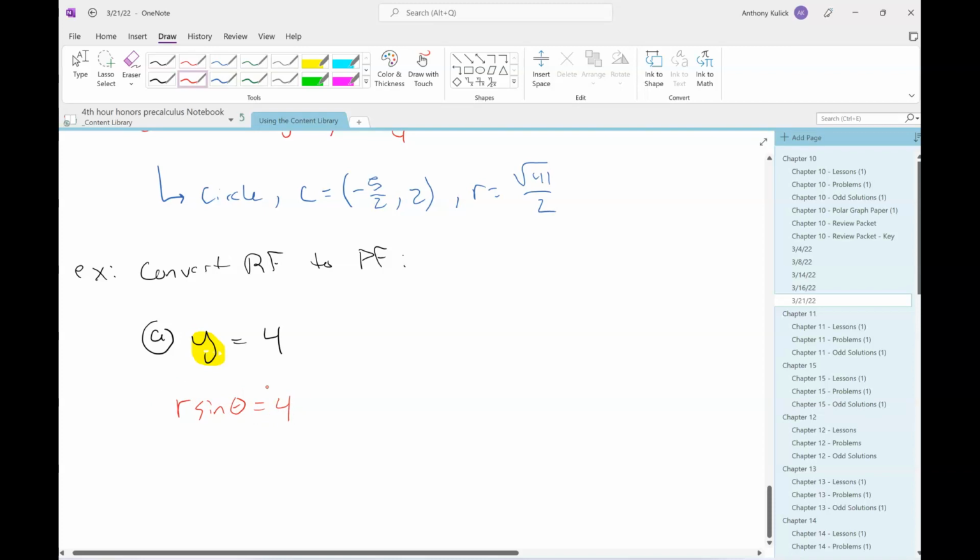So to get the polar function, typically r is the independent variable, so we write it by itself. So divide both sides by sine theta. You could stop there, or you could observe that, hey, 1 over sine theta is just cosecant theta. But either of those is fine.